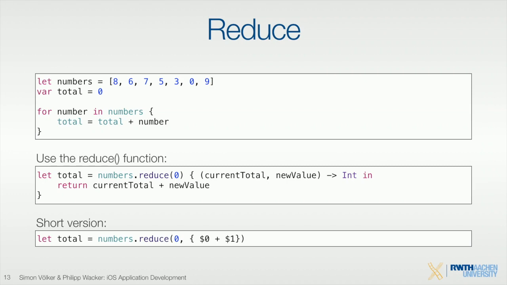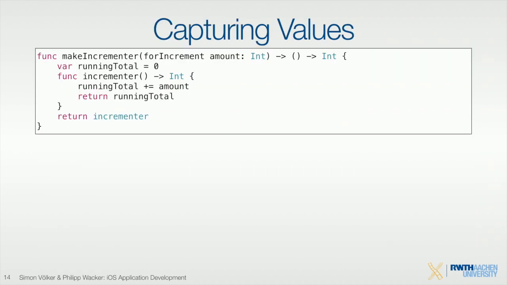So the last thing that we want to address with closures is what's called capturing values. Closures are very often used to pass blocks of functionality around. And what closures do is they capture their context. So let's look at it with an example.